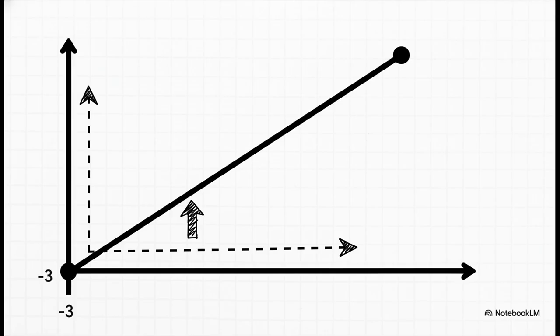So for our equation, what does that actually look like? Well, step 1, begin with b. Our b is -3, so we find -3 on that vertical y-axis and put a dot right there. Step 2, move with m. Our slope is 3/4, so from that first dot, we rise up 3 units and then we run to the right 4 units. We plot our second dot right there. And then step 3, we just draw a line connecting them, and boom, that's our line.